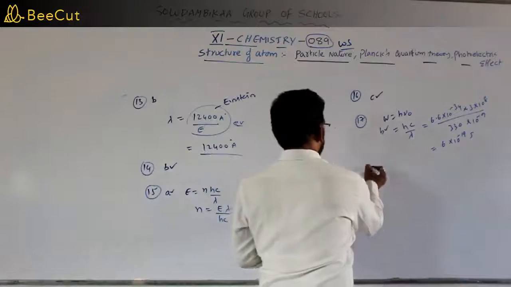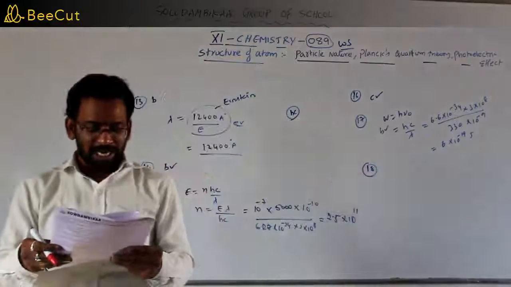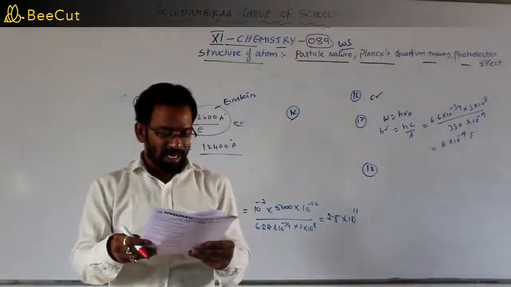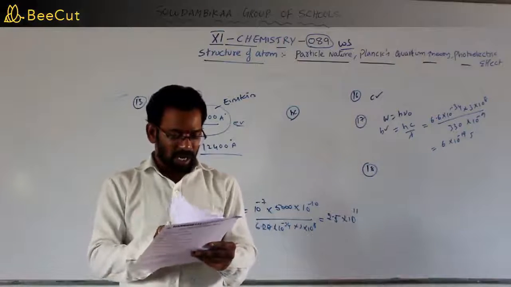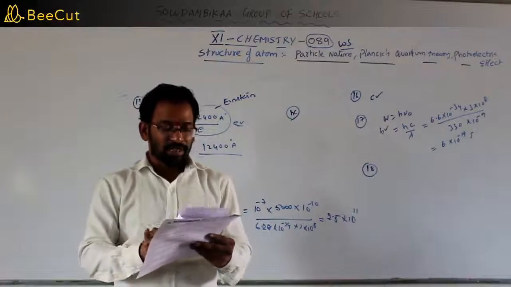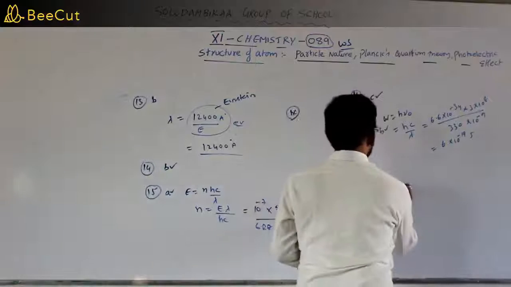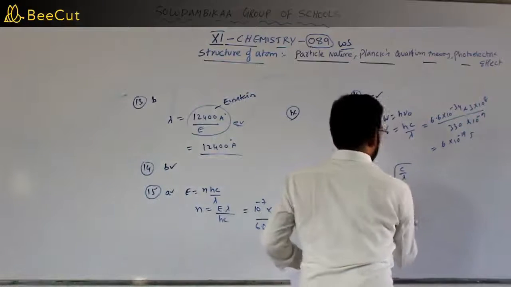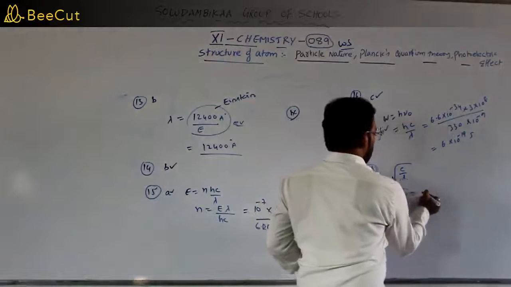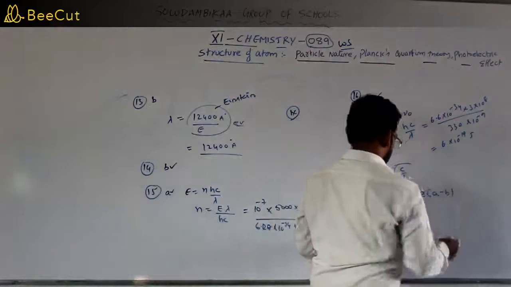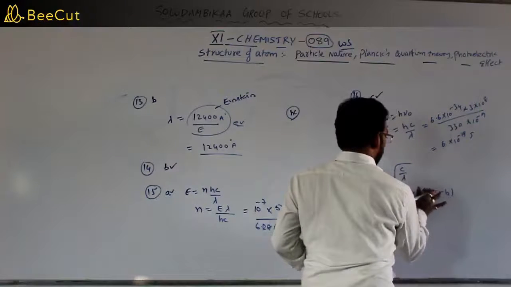Next, question number 18, the last question. The ratio of wavelengths of characteristic X-rays produced when iron, Z equal to 26, and scandium, Z equal to 21, are used as anti-cathodes. What is the ratio they asked to find? Here we know the formula from Moseley's experiment: square root of c by lambda, that is square root of nu, is equal to A into Z minus B.